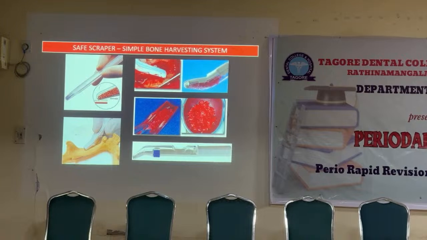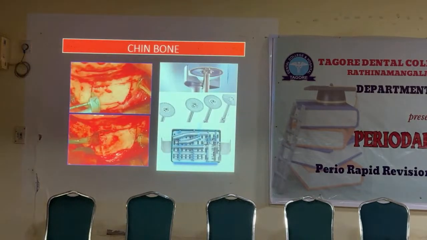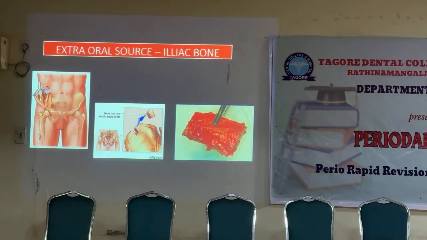the autogenous bone. Okay, and this is a chin bone. This is called a bone crusher. It will be like a sieve. If you just run it on the bone, it will cut on all four sides, remove the bony chip, and then you put it as a bone graft. So this is called a bone crusher, right? And then extraoral sources, you can take it from the iliac fossa or from the tibia. You take it and use it.